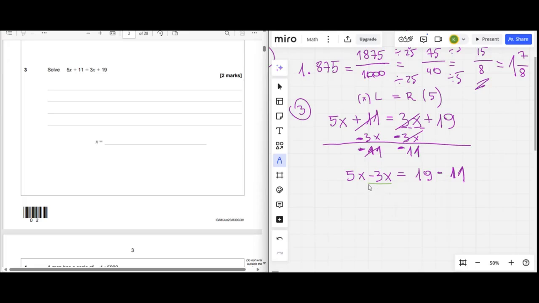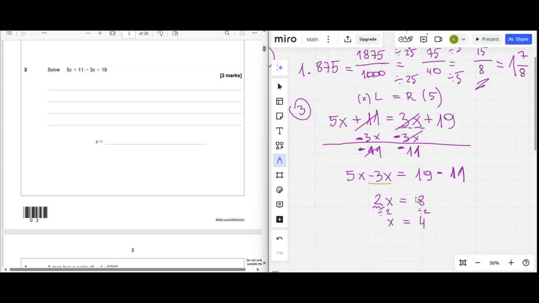And now we can simplify 5x minus 3x is 2x, and 19 minus 11 is 8, and both sides divide by 2, so x is 4. Rozumiem. Can put that there. And it's very important, the order of division at the very end. You need to divide by the number that is standing next to your variable. That may be x, that may be some other letter.